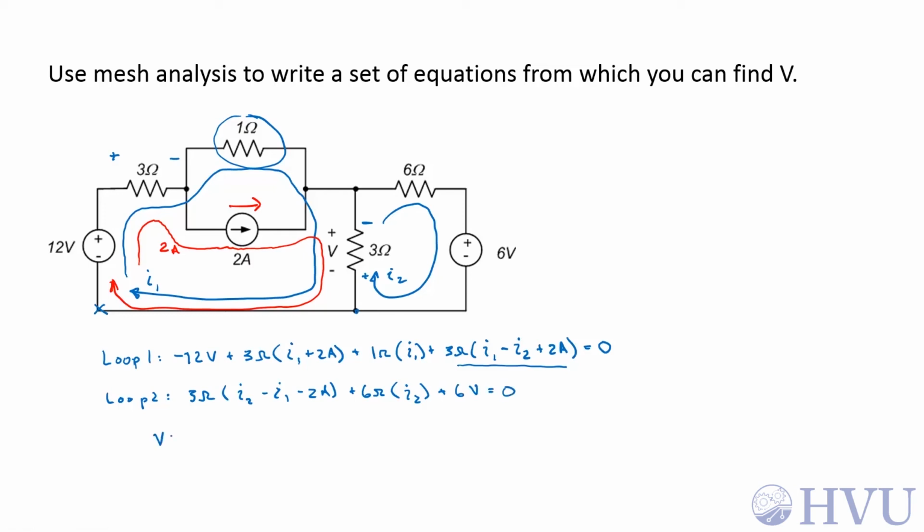Finally, to find the voltage V, and now I do have to stick with the given polarity, so currents entering the positive terminal are treated as positive, currents entering the negative terminal are treated as negative. So I have 3 ohms, I1 enters the positive terminal, 2 amps enters the positive terminal, and I2 enters the negative terminal, and that's also a perfectly legitimate solution for this problem.